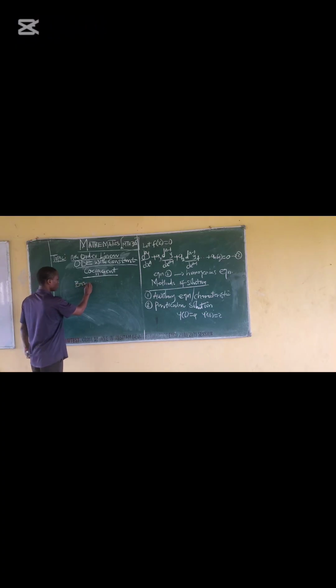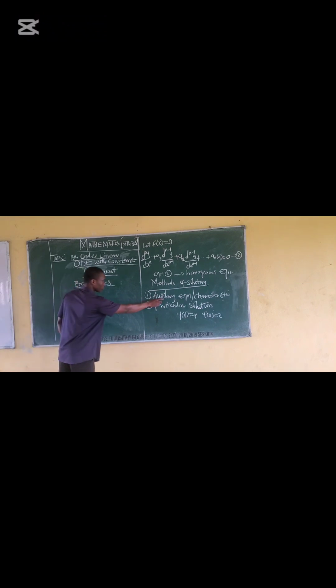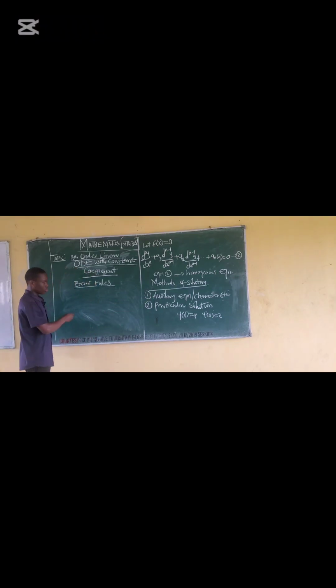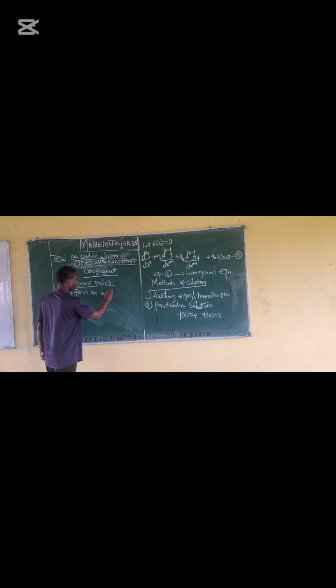I'm going to be telling you some basic processes you follow in order to solve the homogeneous part of an ODE. Firstly, for you to solve the homogeneous part of an ordinary differential equation, you need some basic rules to follow. First, you are going to look for what we call the auxiliary equation, which I gave you earlier under methods of solution. So the first rule: you form an auxiliary equation.